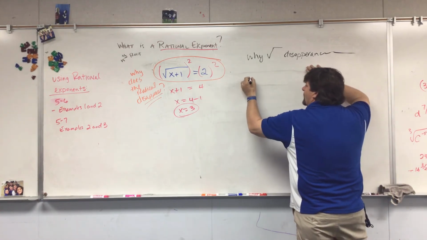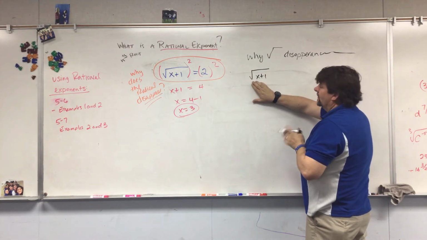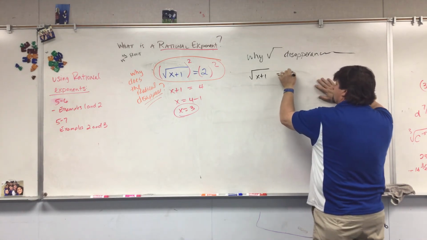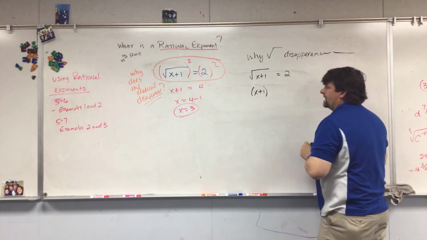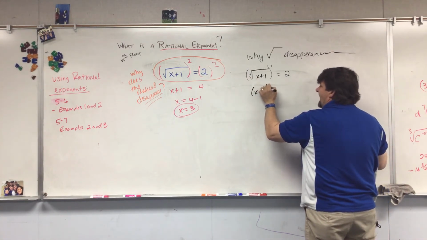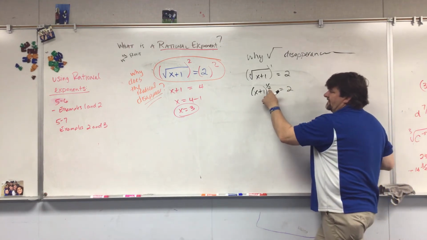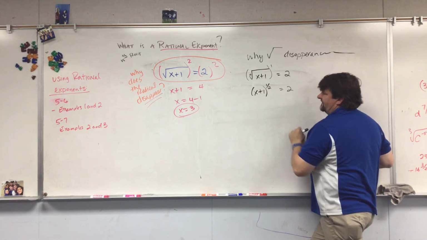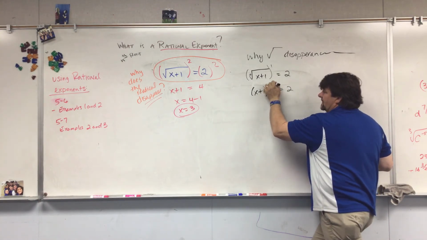Why does the radical disappear? Well, what's another way to write this? Another way is to write it as a fractional exponent. So if I take this piece here and write it as a fractional exponent, I get x plus 1 to the 1/2, since this is 2, the power is 1. I have to get rid of this fraction because I can't do anything with this x plus 1 until I do. How do I get rid of the fraction? I multiply by its reciprocal. What's the reciprocal? 2 over 1.